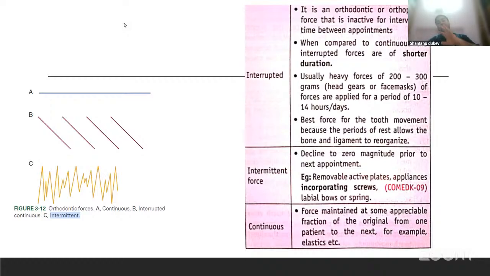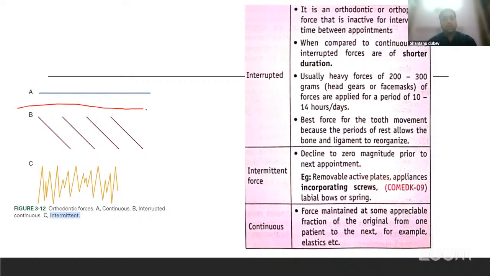You will never get confused between continuous and interrupted or intermittent. You will always get confused between interrupted and intermittent. So let's solve it here. Interrupted is an orthodontic or orthopedic force that is inactive for intervals between the appointments. When compared to continuous, the interrupted forces are of shorter duration, usually heavy forces. Headgear and face masks are prime examples, used for 10 to 14 hours a day. So this is interrupted. I want you to remember this.